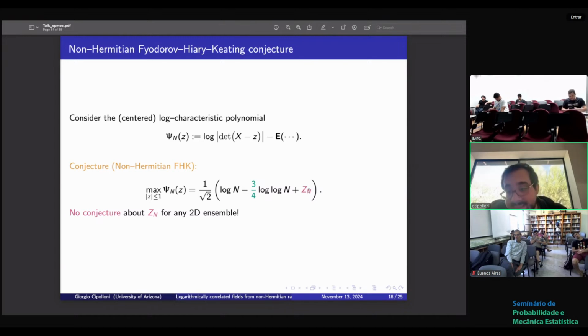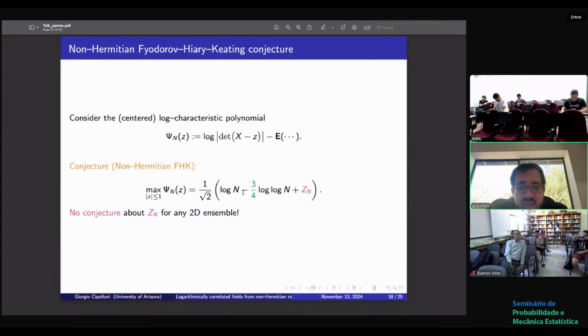which one would expect converges to an order one random variable, but there is no conjecture, even at the heuristic level, of what the limiting distribution should look like. I mean, one would expect similar tail behavior as in the one-dimensional case, but this is not known.